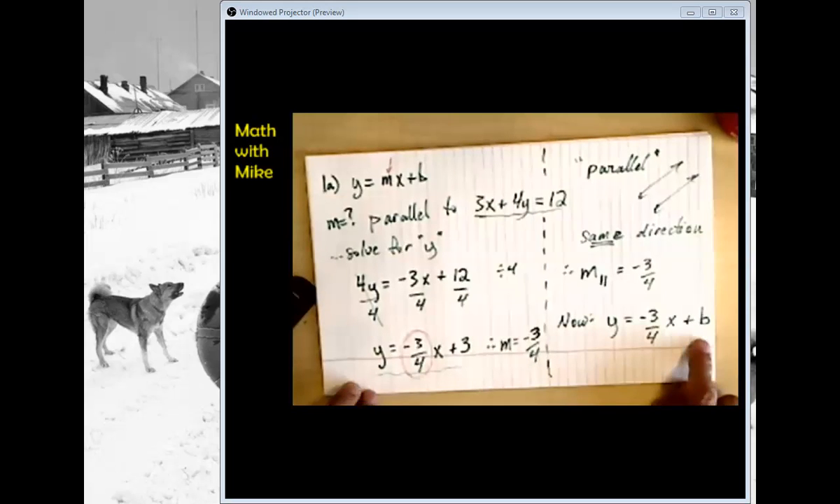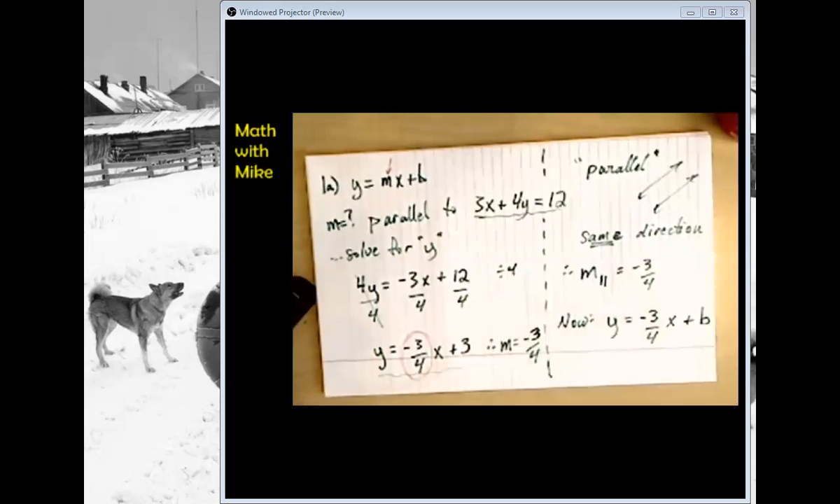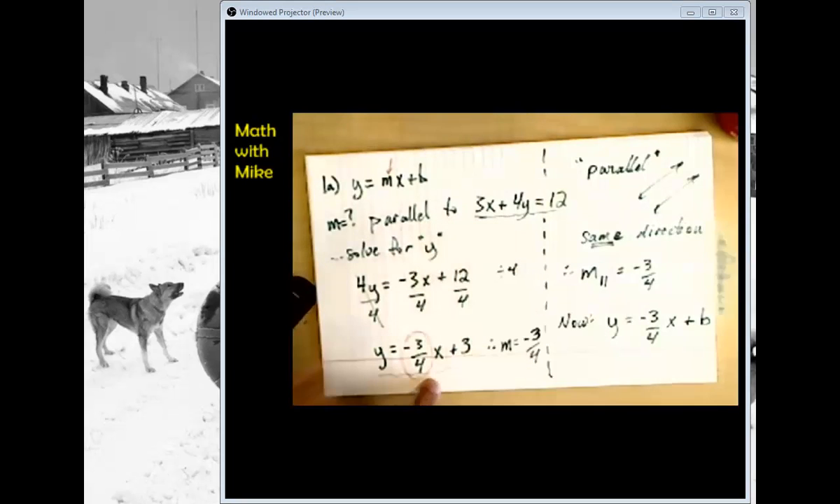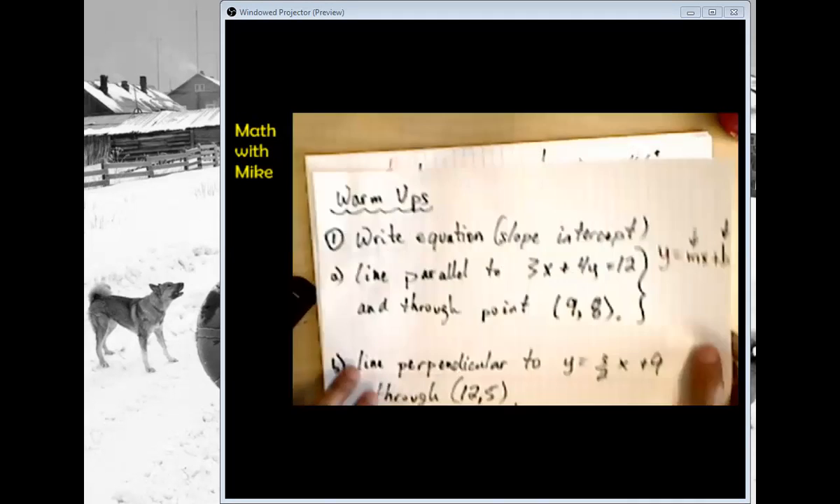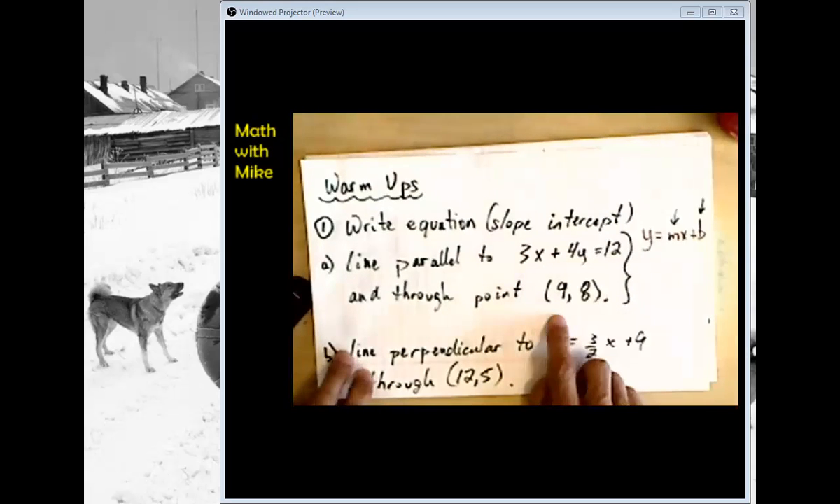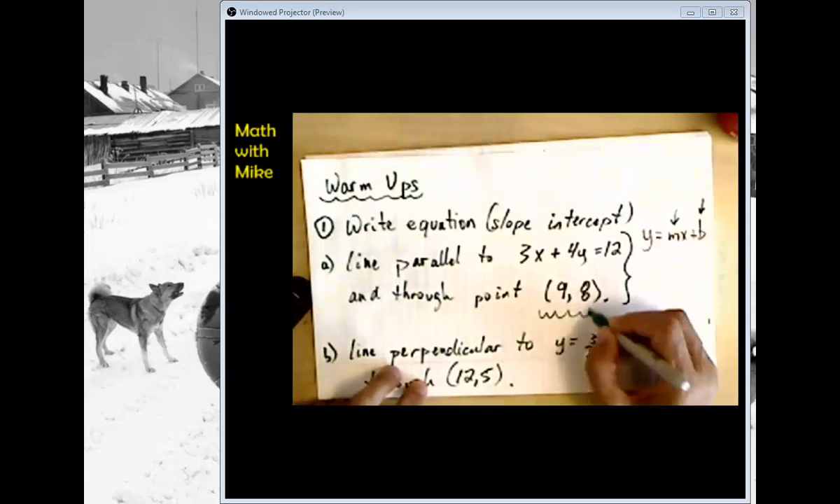Good question. From class, we said b is 3 already from the original question. No, that's for the line that we're given. Well, that's just it. We got a second bit of information here that we have to use. The question was, find a line that's parallel to this one and through this point. See? So we got to use this point now.